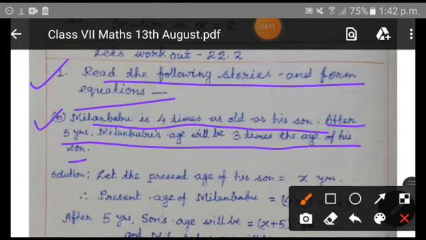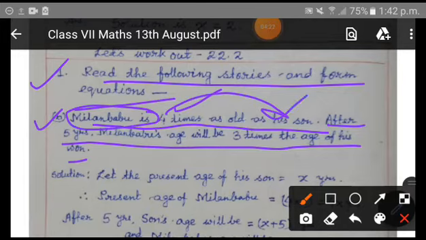So, at first understand the problem. Milan Babu is 4 times as old as his son. So, here Milan Babu's age is dependent on the age of the son. That means the value on which it is dependent, that we will have to consider as x or y or any other variable of your wish.